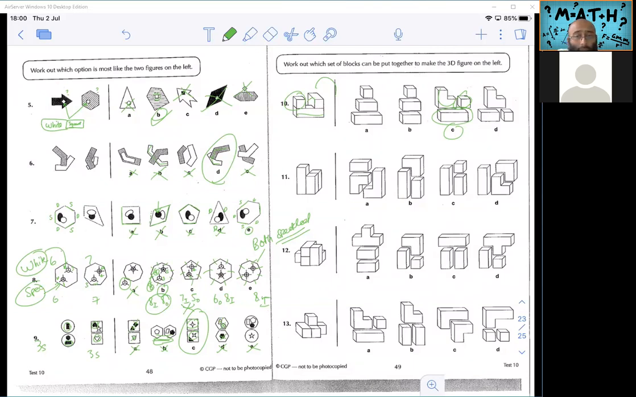Okay, for number 11, let's eliminate the ones we know are not going to work. Well, it can't definitely be C.